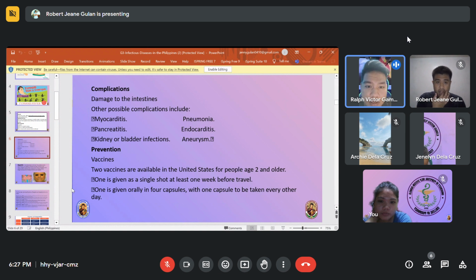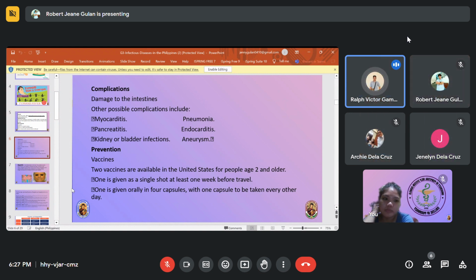The third possible complication is kidney or bladder infections. A kidney infection is a type of urinary tract infection. Kidney infections may begin in the urethra, the tube that carries urine from the body, or in the bladder. The infection can travel to one or both kidneys. A kidney infection is also called pyelonephritis.